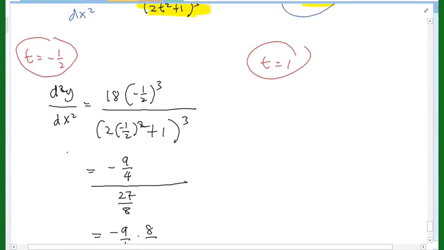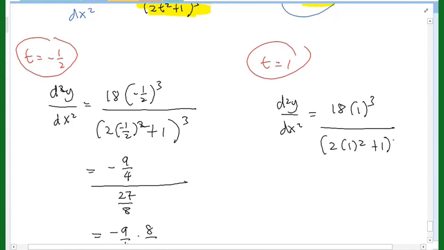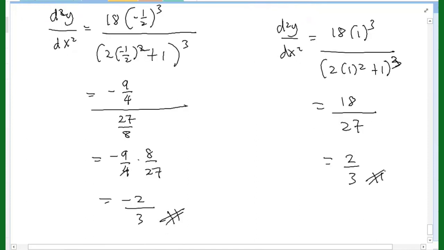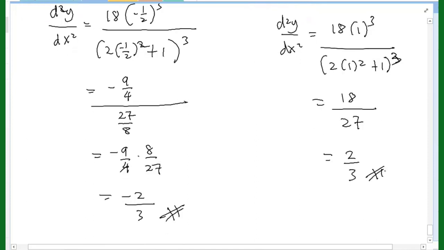The second part: d2y/dx squared is 18, okay, easier than the previous one: 1 squared plus 1, cube. And then 18 over 2 cube, 27. Okay. And then it is equal to 2 over 3. Done. Settled for number 15. Are you okay? Okay.